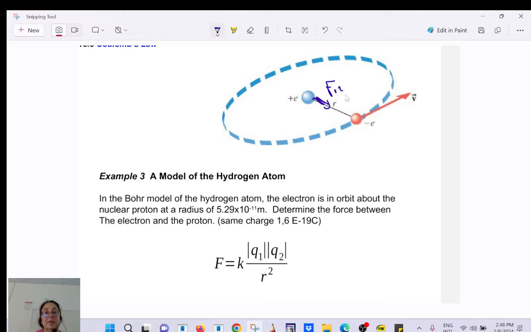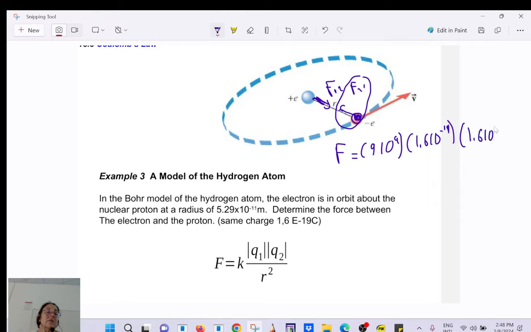So this one is going to be attracted, and this one is going to be attracted. But I just want to find this force here, acting on the electron. Okay? So how do we do it? So F equals, that's the electric constant, so 9 times 10 to the 9. The charge of an electron is 1.6 times 10 to the negative 19. Don't put a negative sign, okay? I'm just looking at the magnitude. And then you have 1.6 times 10 to the negative 19 for the proton. And then the distance between them, you have to be very careful in the denominator. You have to put parentheses around the denominator. And then you square that. Okay, so what do you get?